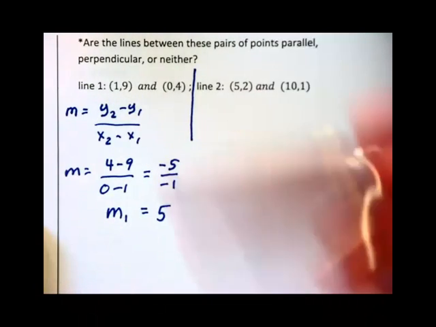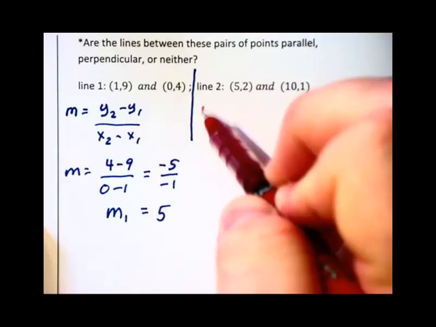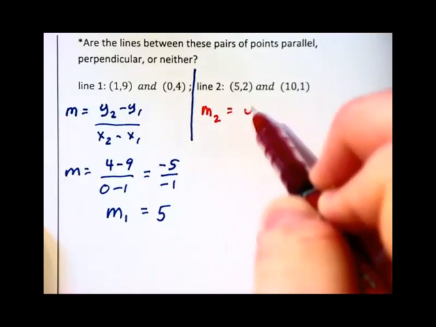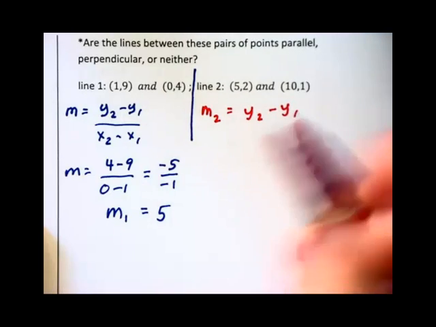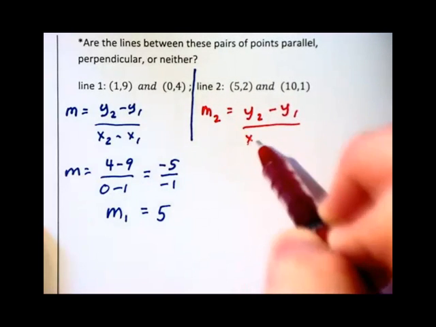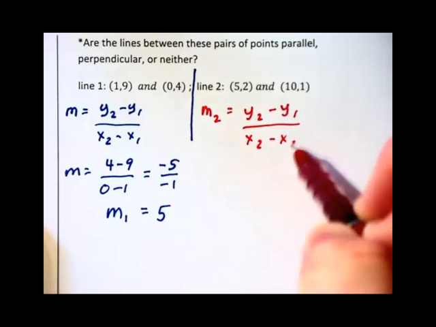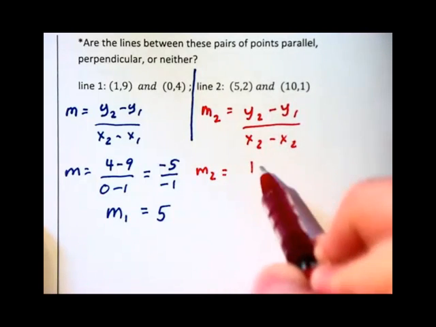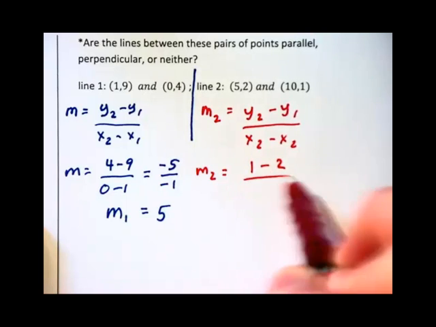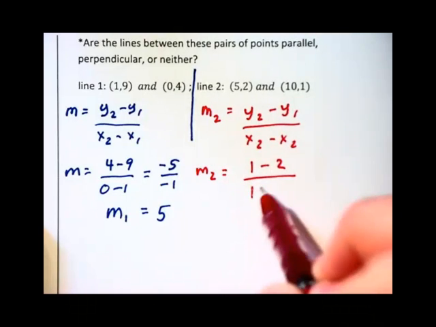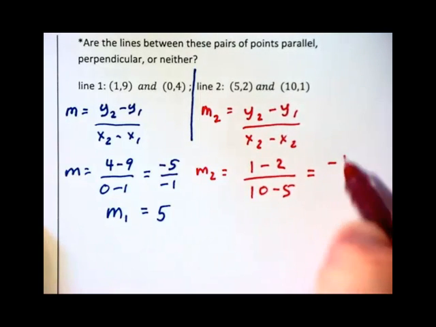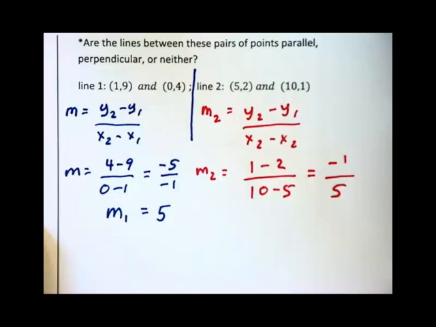Now let's go over to the second line, and again we're going to have m, I probably should write that as m sub 2, equals the difference of the y's, again divided by the difference of the x's. So my second slope is going to be 1 minus 2 divided by 10 minus 5, and that is going to equal negative 1 over 5.